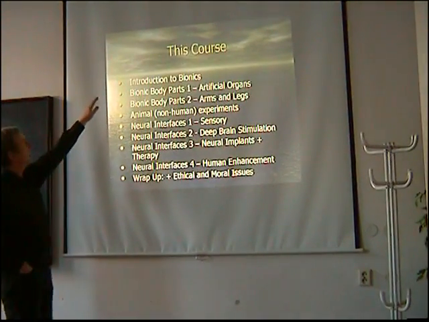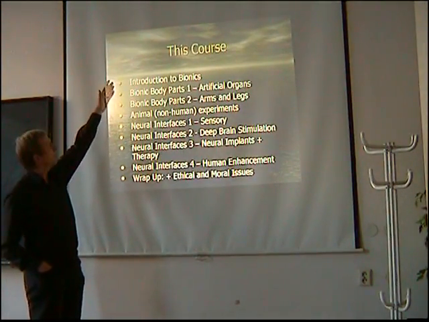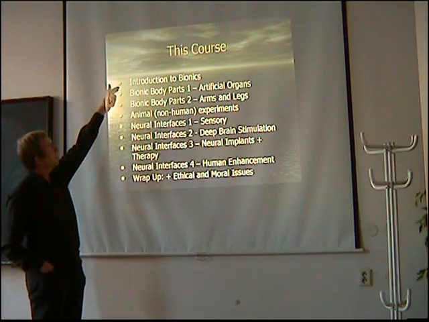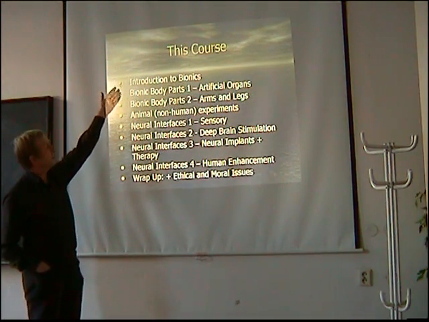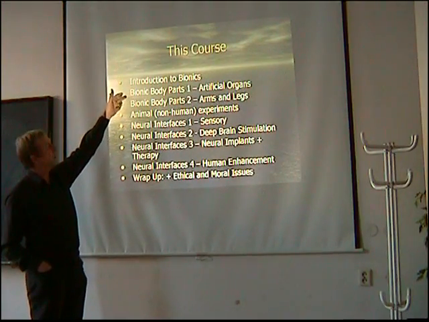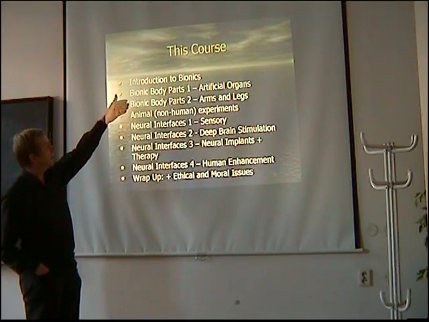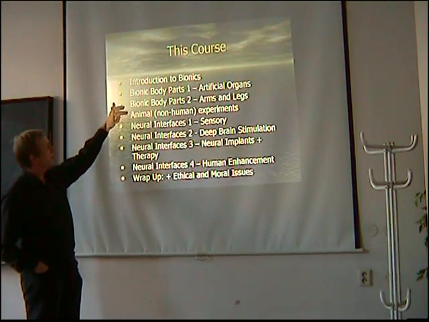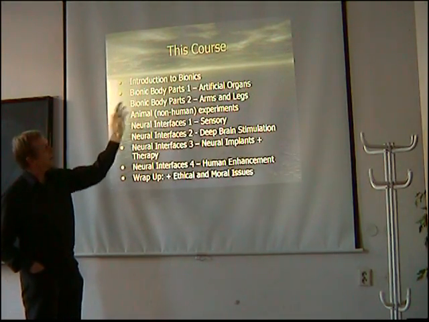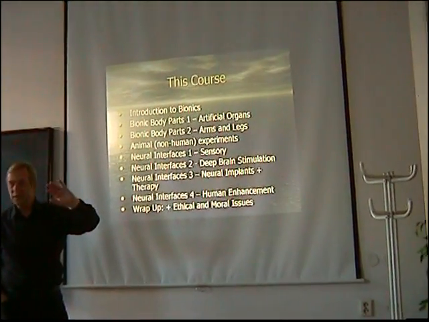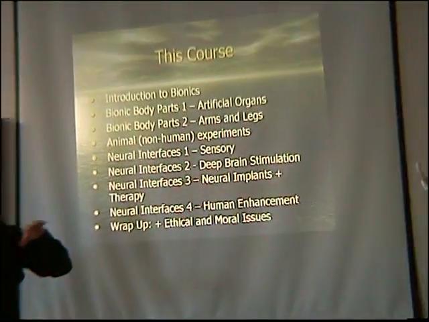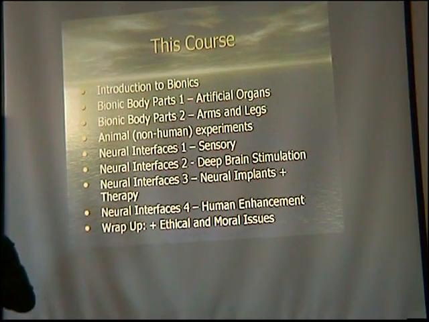The course, what we have already covered previously in October and November time, were the first three parts, looking at the general introduction, then artificial organs in terms of human parts, and then arms and legs. What we're going to be covering today in this first presentation are the animal experiments, relating them where we can to humans, as you'll see, but specifically looking at experiments that have occurred with non-humans.